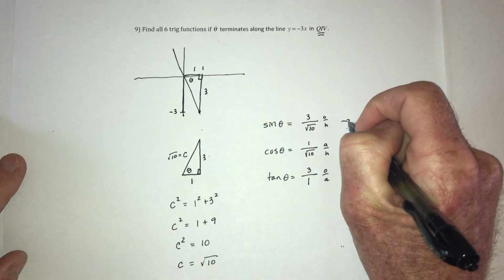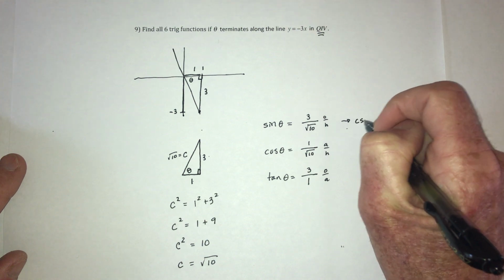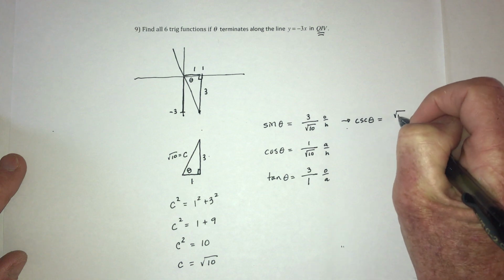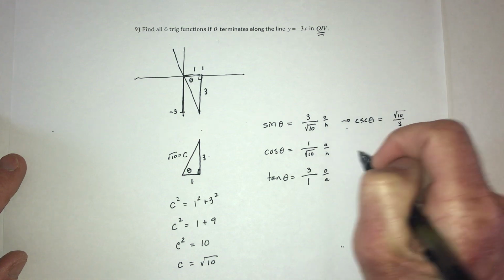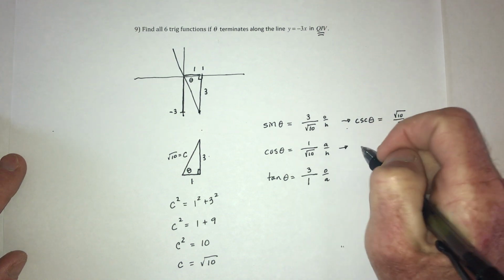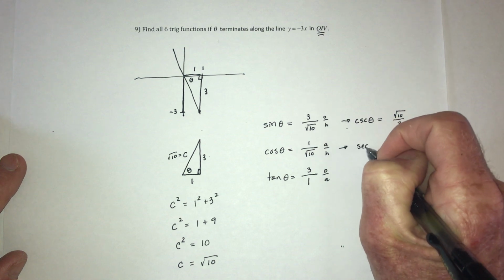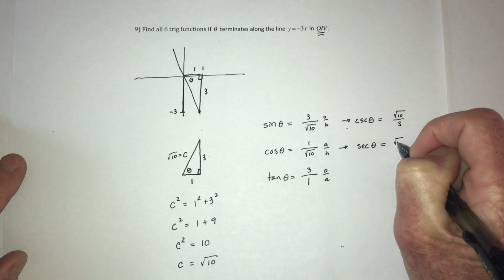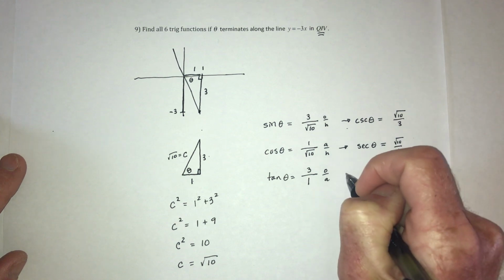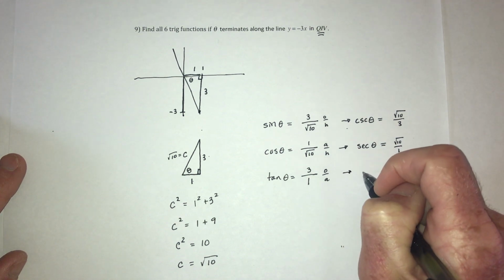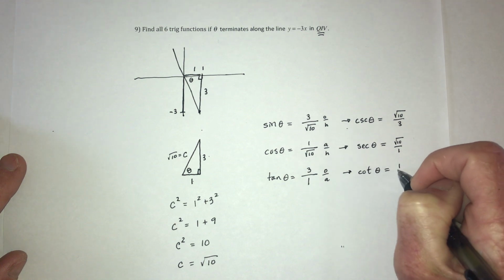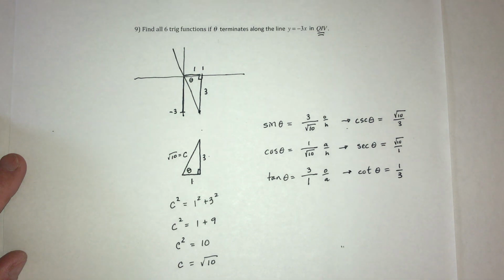Then go across from sine, that's going to be cosecant. And then you just need to invert the fraction, so it's square root of 10 over 3. Across from cosine, that will be secant. And invert that fraction, so that's square root of 10 over 1. And for the last one, cotangent, invert the 3 over 1, so that's 1 over 3.